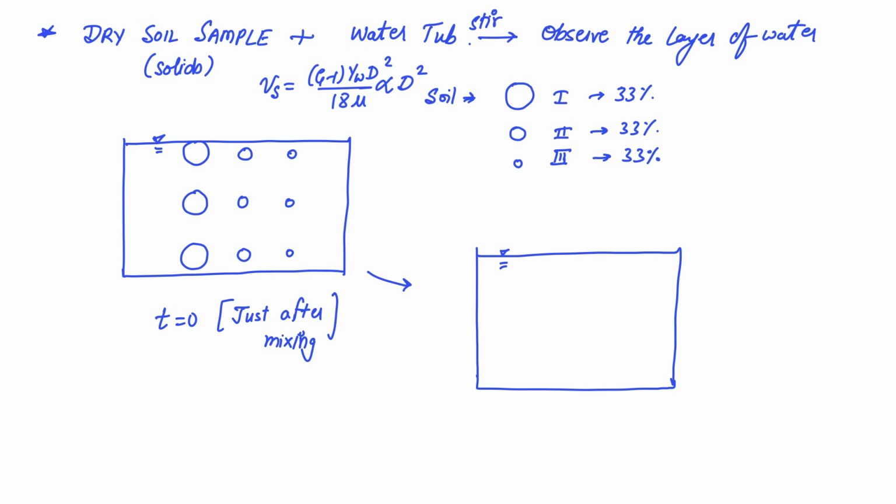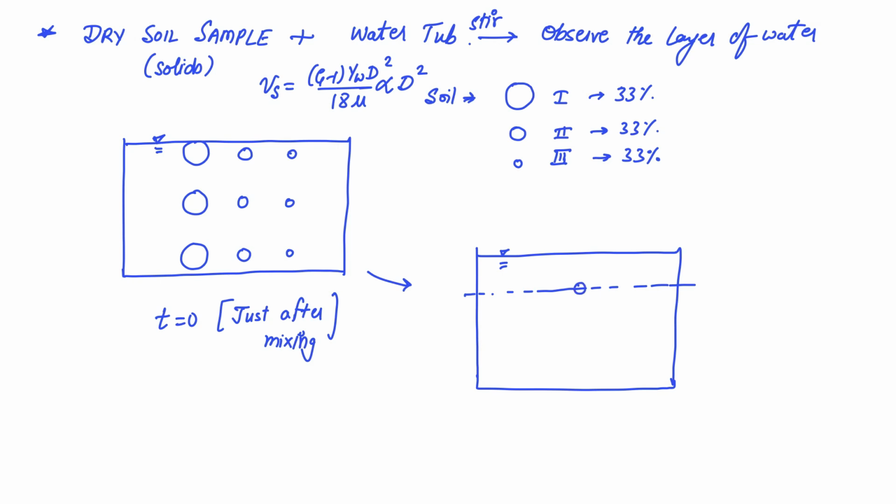Yes or no? So if I observe a particular layer, let us assume that this particle which is present at the top layer of the tub, this intermediate size particle which is present in the top layer, actually reached only up to this particular location.